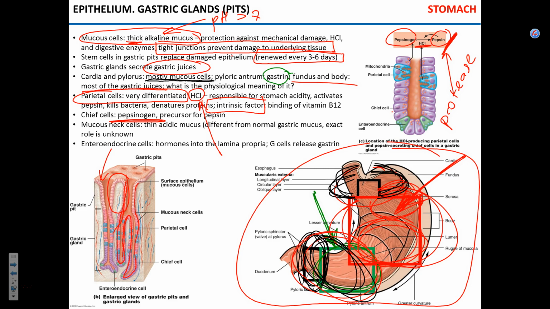Now, mucous neck cells right here, we don't know their function. They produce acidic mucus, very thin, whose function is absolutely unclear.